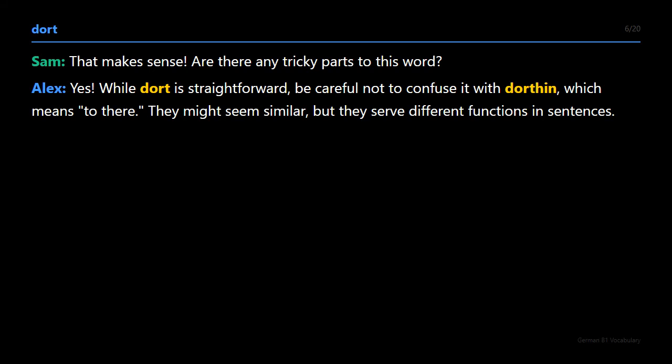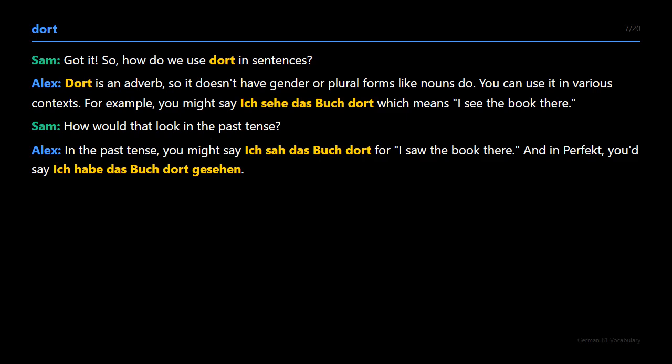Got it. So, how do we use dort in sentences? Dort is an adverb, so it doesn't have gender or plural forms like nouns do. You can use it in various contexts. For example, you might say, Ich sehe das Buch dort, which means I see the book there.